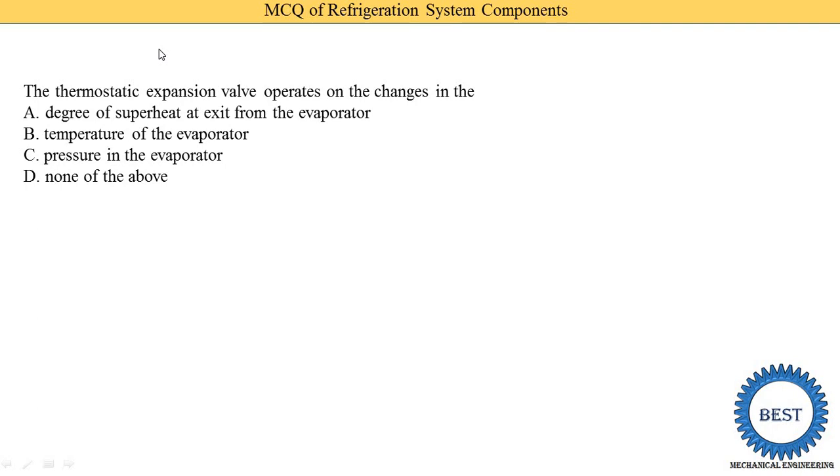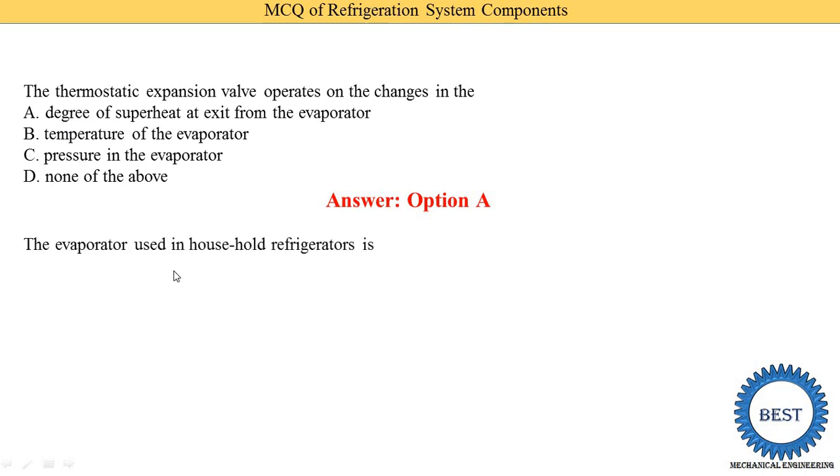It is also called the superheat expansion valve. So option A is correct, because the thermostatic expansion valve operates on the change in degree of superheat at the exit of the evaporator. One part of the expansion valve is attached at the outlet of the evaporator. It is called the sensing bulb. This sensing bulb senses the temperature at the outlet of the evaporator. According to that, the thermostatic expansion valve supplies the refrigerant to the evaporator.